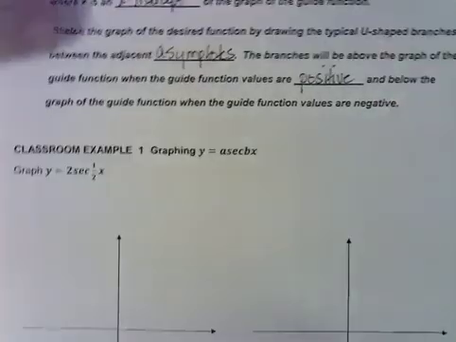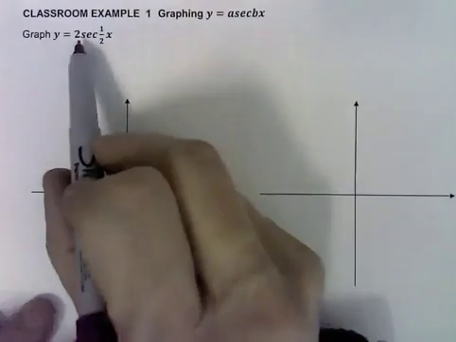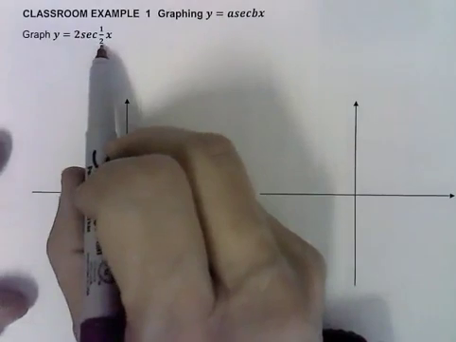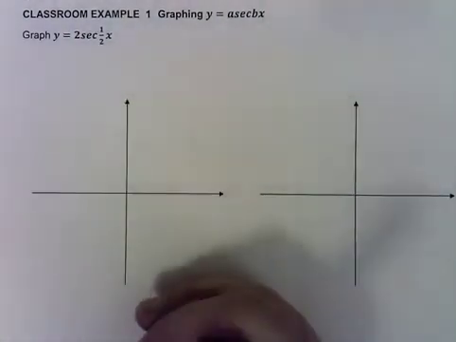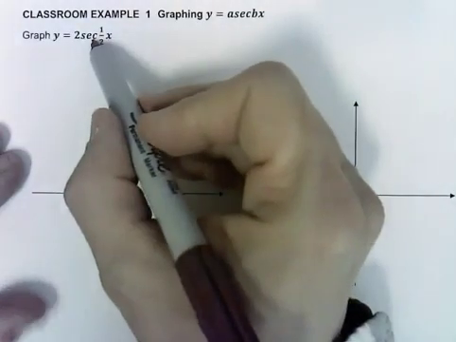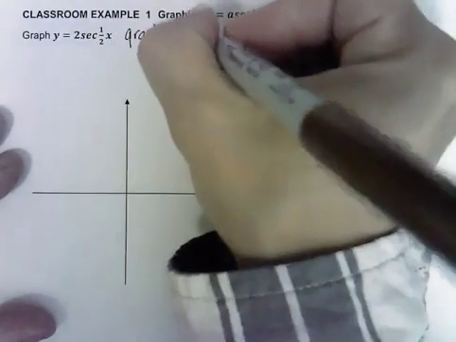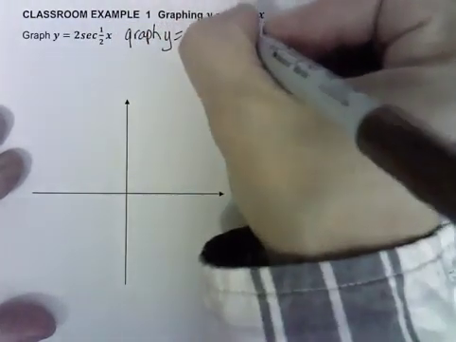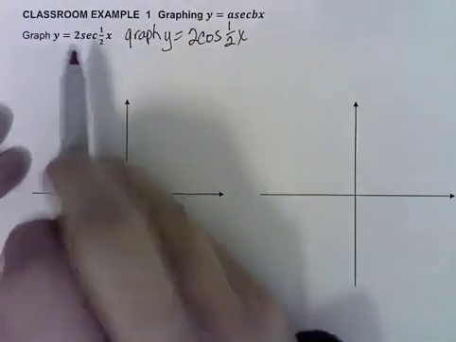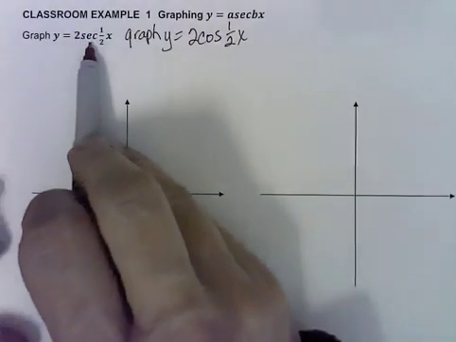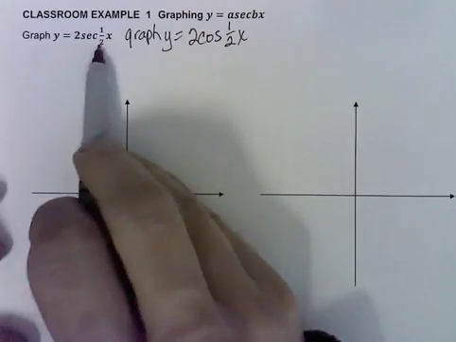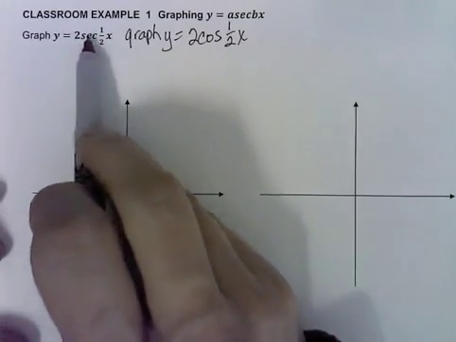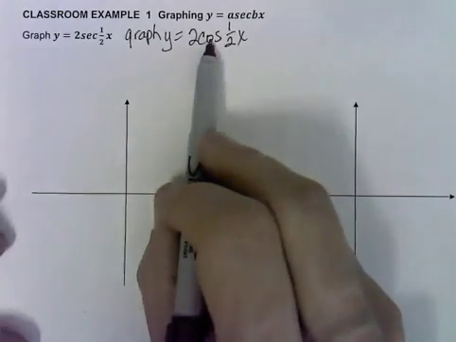Let's look at a couple of examples. If we want to graph y equals 2 secant of 1/2 x, the first thing we're going to do is graph the reciprocal function of that. The reciprocal of secant is cosine, so we want to start by graphing y equals 2 cosine 1/2 x. When we do the reciprocal function, we're going to keep in any types of transformations that we had. All we're doing is changing this function to its reciprocal function.